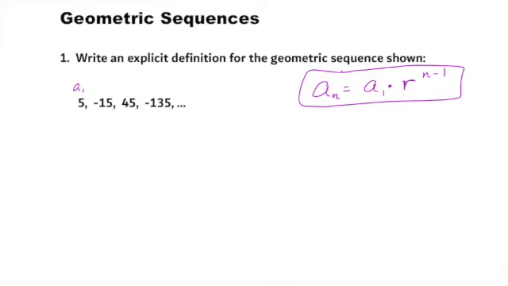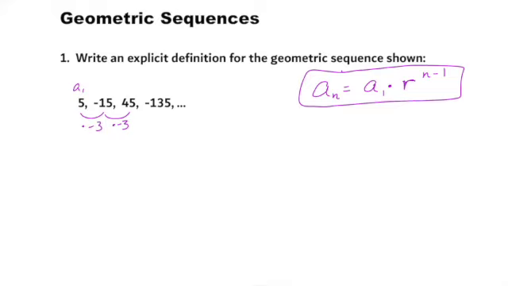The r value is that common ratio, or in other words, what are you multiplying by each time? And sometimes that's really easy to see. What are we multiplying 5 by to get negative 15? You're multiplying by negative 3. To get from negative 15 to negative 45, you're multiplying by negative 3, etc.